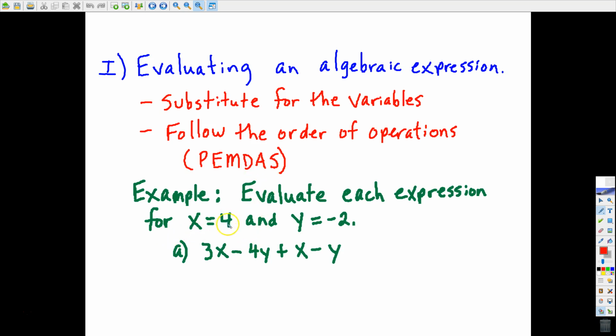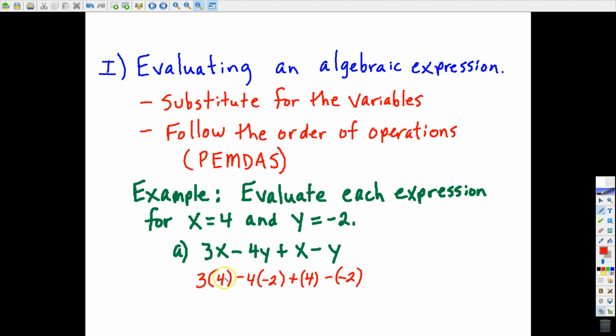So this first example tells me that x is 4 and y is negative 2. So first of all, I'm going to replace x with 4, and I'm going to replace y with negative 2. I think anytime you are substituting a number for a variable, it's a very good idea that you put that number that replaced the variable in parentheses. Okay? So following PEMDAS to the letter, I would take care of any operations within parentheses.